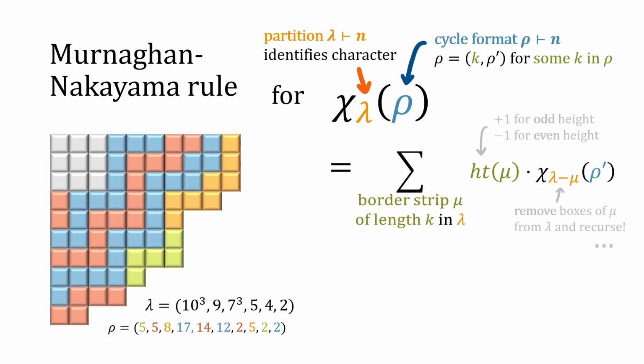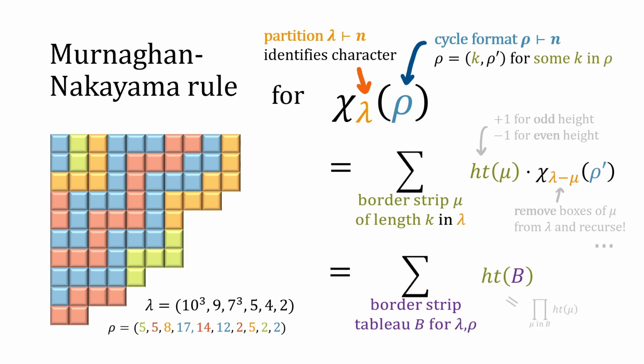You can also collect all the recursive choices into one combinatorial object, a so-called border strip tableau. The thing on the left is just a border strip tableau. Okay. This method will be used throughout our proofs.